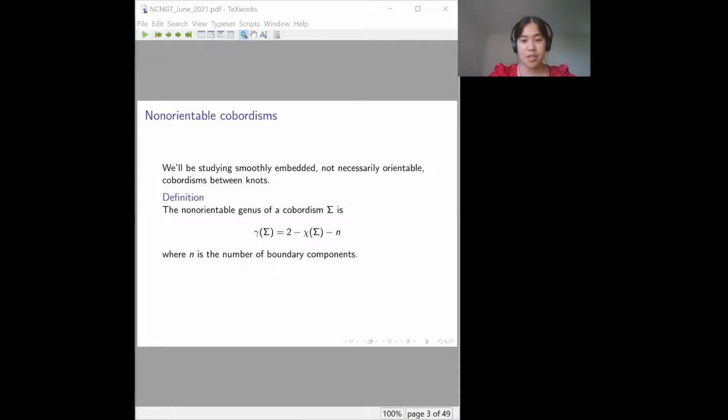Various topologists have studied this quantity for non-orientable cobordisms. They've given bounds for it for non-orientable cobordisms between two knots and computed things like the minimum genus that a non-orientable surface bounded by a knot can have. But we'll be asking a slightly different question: if there is a cobordism of a certain genus, how complicated does it have to be? This is in terms of the minima, maxima, and saddles for a Morse decomposition of the surface.